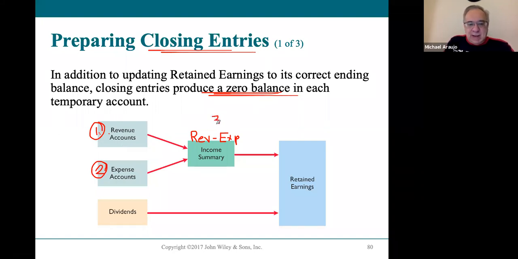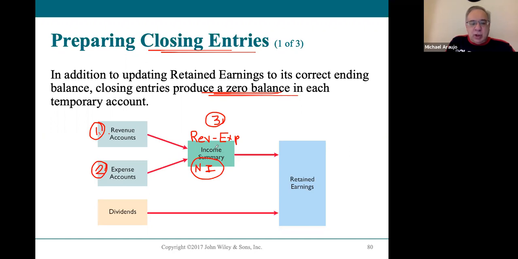The third step is now we don't really need this income summary account anymore. But look what's sitting in income summary: all the revenue and all the expenses. But hang on a second, what else has all the revenue and all the expenses? The income statement does. So what's going to be left in the income summary account is simply the net income of the company, because what's in the net income account is all the revenue and all the expenses. So the profit of the company is the net income.